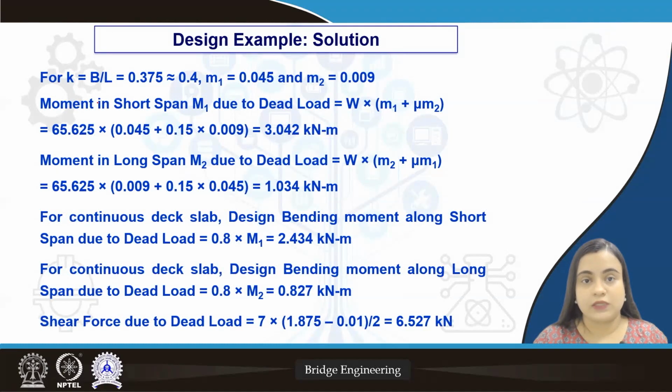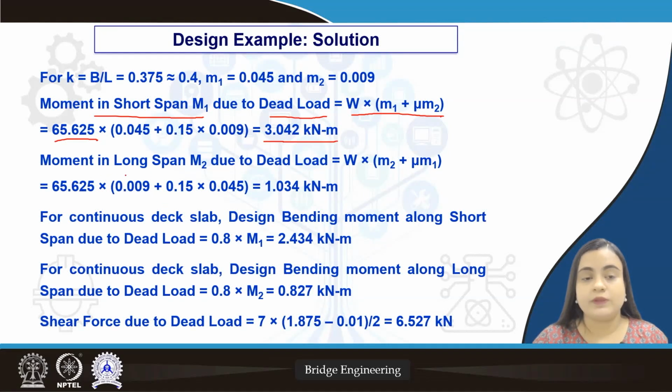So once we are done with determination of m1 and m2, we can calculate the bending moment in the short span direction due to dead load as equal to W times (m1 plus mu m2), where W is the total dead load in the panel, that is 65.625 kilonewton, m1 and m2 that we have just now computed, and mu stands for the Poisson's ratio for concrete, that is taken to be 0.15. So by applying the magnitude of all the parameters, we find out that dead load induced bending moment in the short span direction will be 3.042 kilonewton meter in the panel.